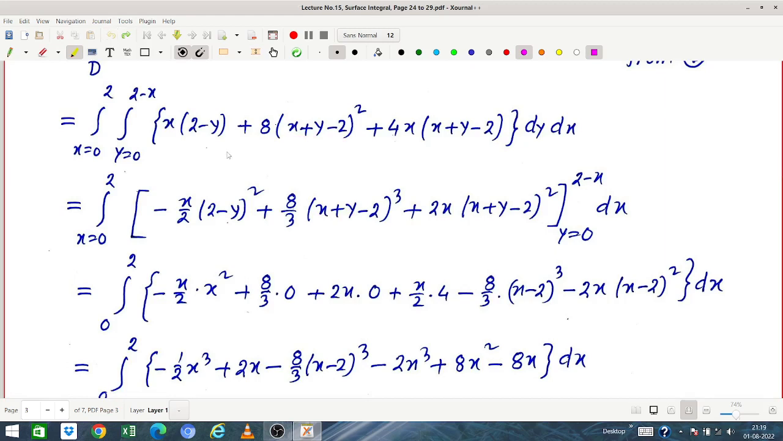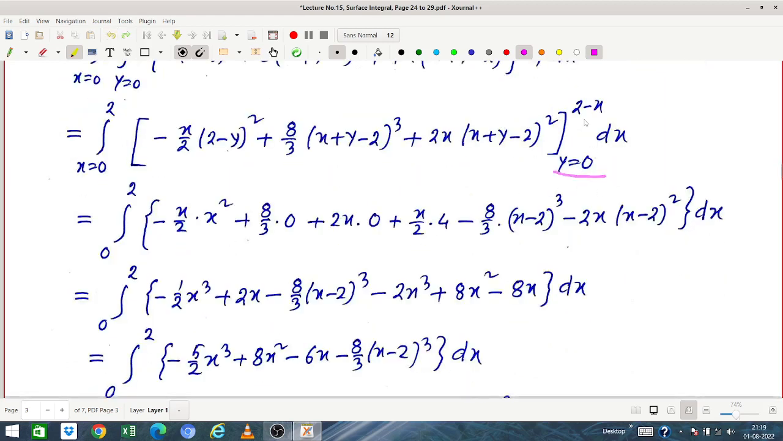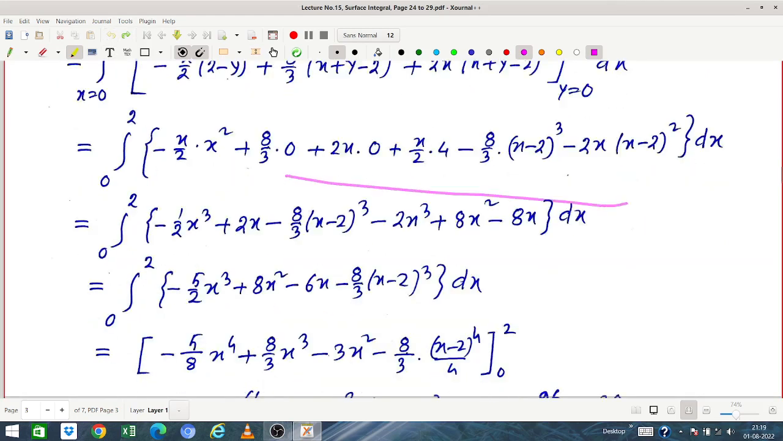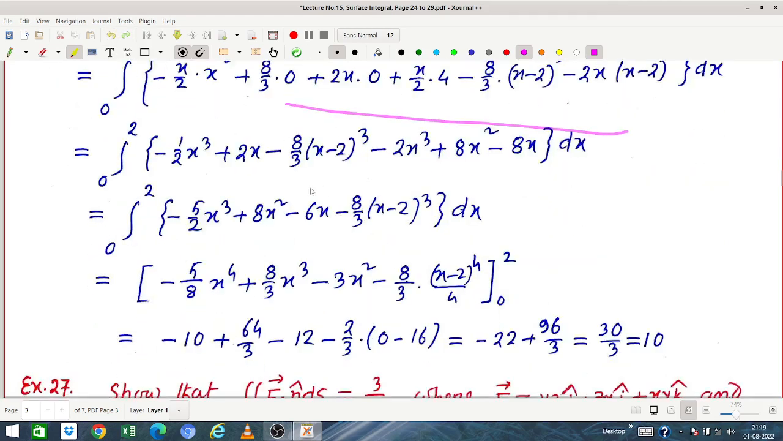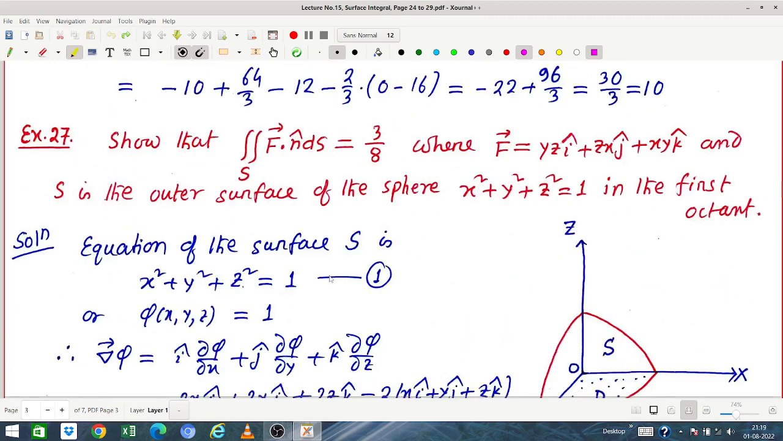Okay, partial integral with respect to y. So we have integrated, and then y from 0 to 2 minus x, upper limit 2 minus x, lower limit 0, we have substituted, simplified, and finally it is integrated with respect to x, upper limit 2, lower limit 0. So these calculations you will see yourself, and the final answer is 10. Okay, so converting the surface integral to a double integral we have calculated.